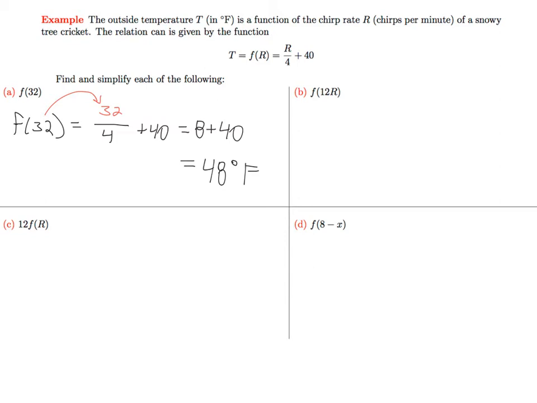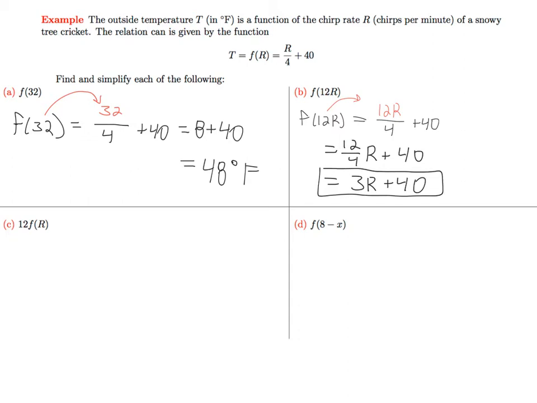So here, the same idea, if I have f of 12R, okay, what comes inside the parentheses where I'm evaluating the function, each time I see an R in my formula, I replace it with whatever is in the parentheses. And now we can simplify this by saying, well, 12 over 4 R plus 40. 12 over 4 is 3 R plus 40. So in part B, this simplifies to 3 R plus 40.